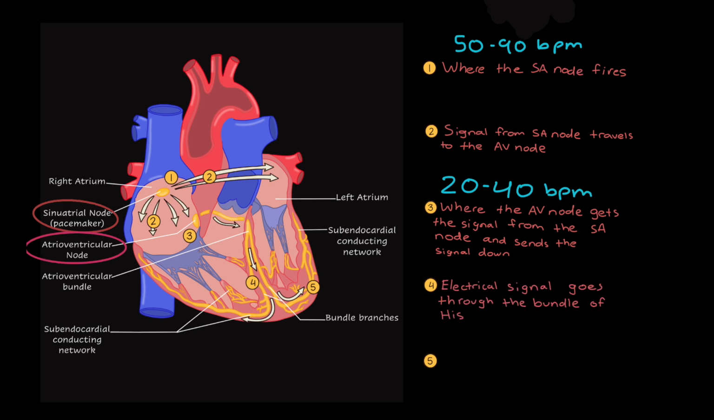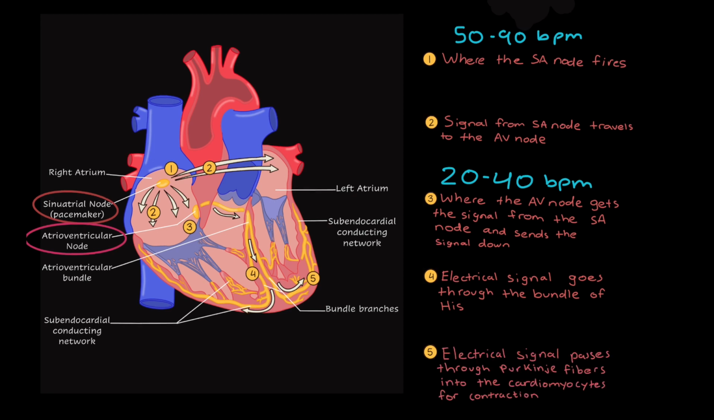Now after the signal travels through the AV node, it branches out to the bundle of His, which are bundles of fibers that carry an electrical stimulus through the septum. The electrical signal then travels through the Purkinje fibers, which are just nerve-like processes that spread around the ventricles, sending the electrical stimulus in which the heart will contract. This process occurs due to the gap junctions, as we discussed earlier. So in total, the contraction of the heart begins from the SA node, then the AV node, the bundle of His, and the Purkinje fibers.